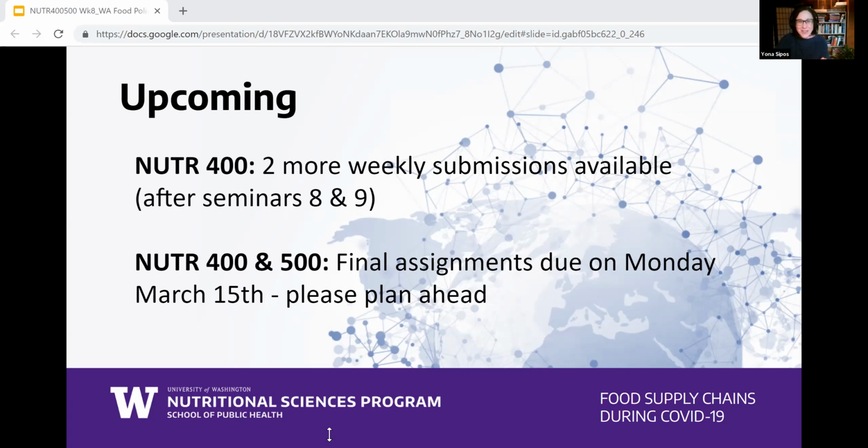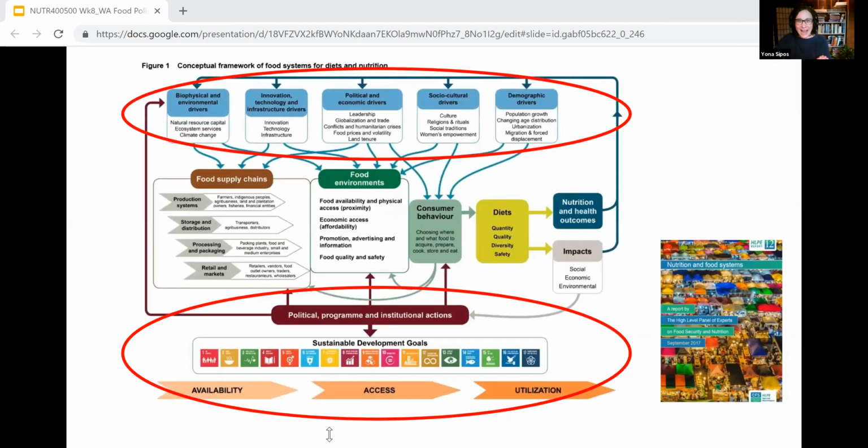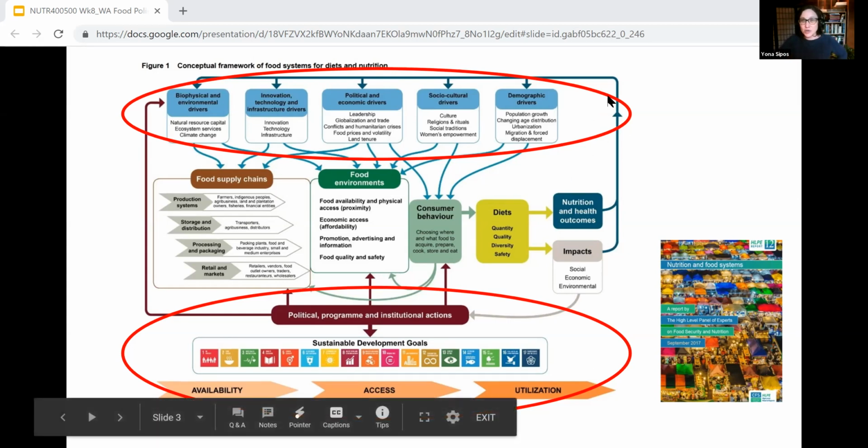Okay, enough about that. Let's get to the topic at hand. And as we do, we start off again with our familiar framework of food systems. And this is again pulled from the Food and Agriculture Organization. And we've been using this schematic all quarter.